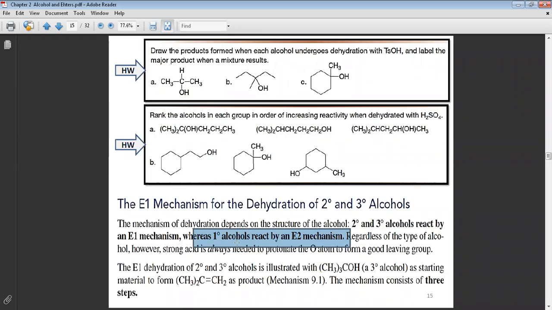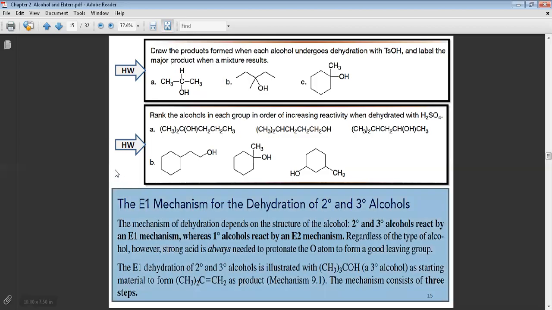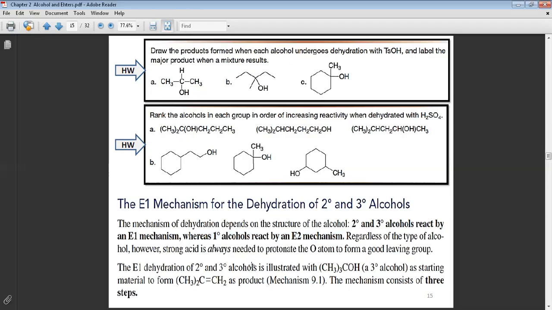Regardless of the type of alcohol, a strong acid is always needed to protonate the oxygen atom to form a good leaving group. The E1 dehydration of secondary and tertiary alcohols is illustrated with this compound as the starting material, to form this product. This is the mechanism.